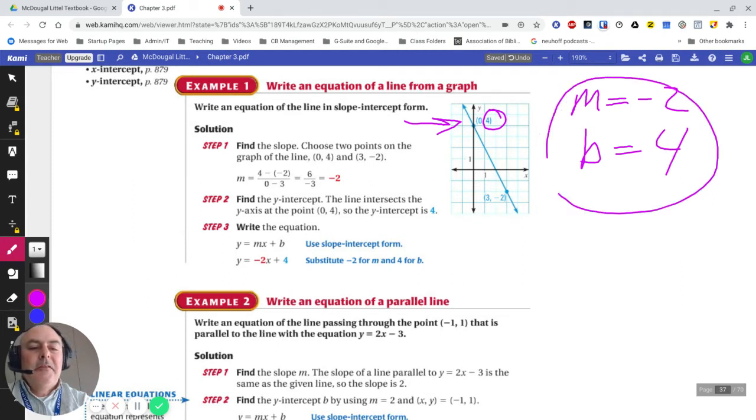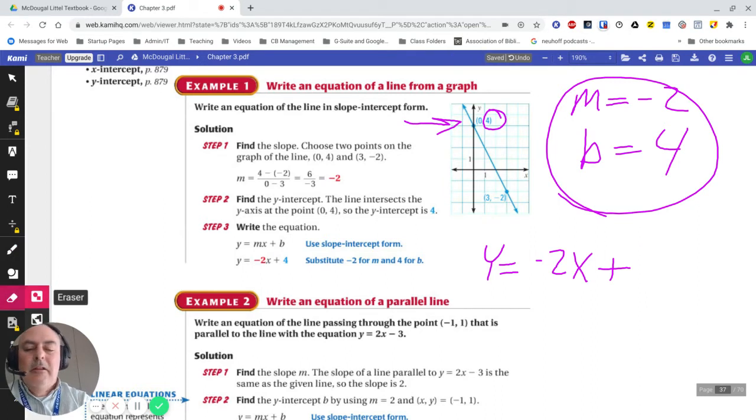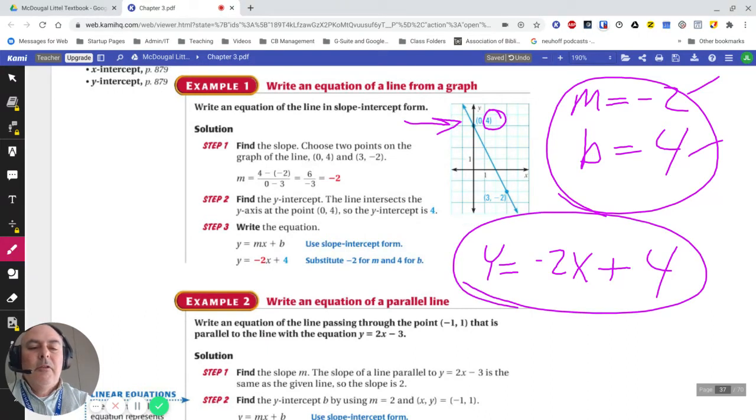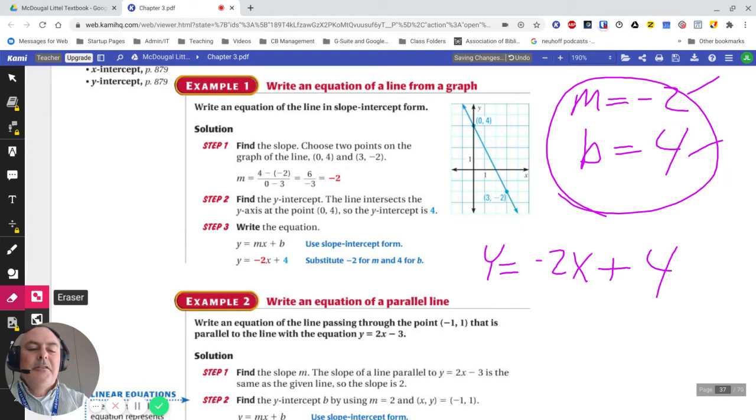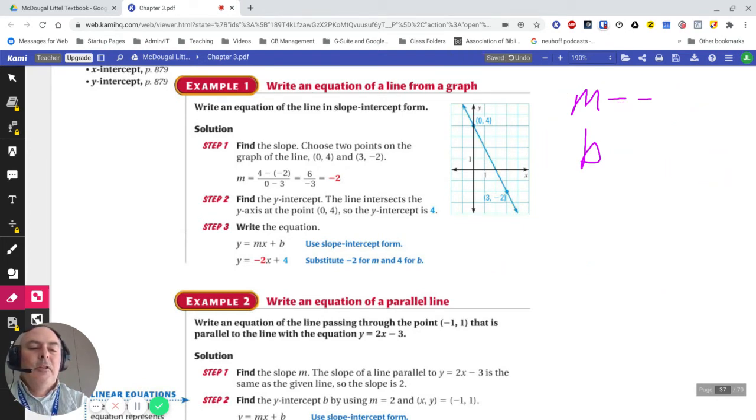Now, using this information, I can write an equation for every point on that line. y equals mx plus b, which is, oops, I wrote b. What I meant to write was 4. y equals mx plus b. That's the equation of this line. And I'm able to do that by finding my slope, finding my y-intercept, where it crosses the y-axis, and then turning it into a standard form.